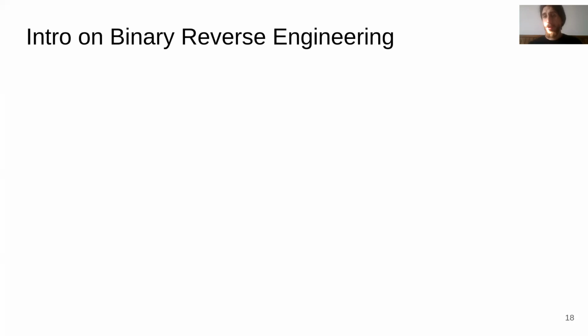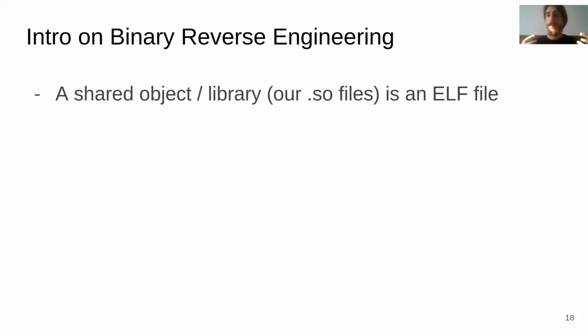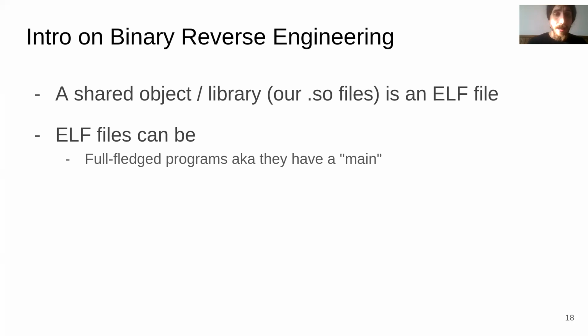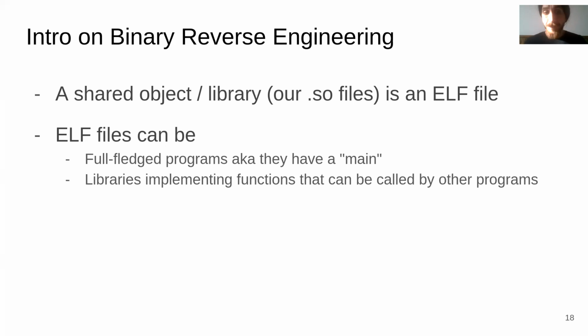So, super quick intro. If you need to reverse it, you have in your hands a shared object. You take an APK, and then somewhere in the lib folder you find a .so file. A .so file is an ELF file. It's like a Linux executable, wrapped in the same format as any Linux executable. And again, ELF files can be full-fledged programs. They are marked as full-fledged programs. They have a main. You start them on Linux. You know where to jump. Or you can have libraries implementing functions that can be called by other programs, and that's the shared object case.